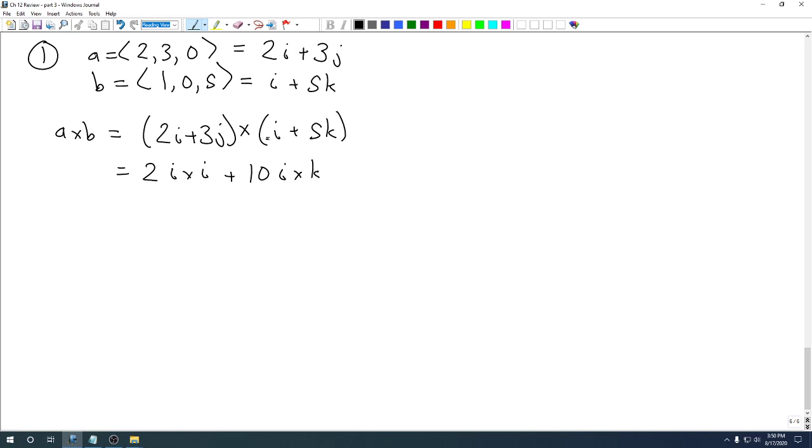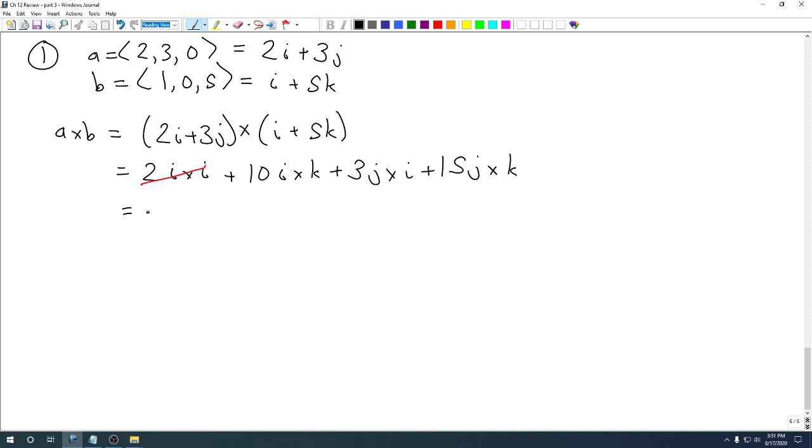Then we have the 3j and the i, so we can pull out the 3, and remember the j was before the i, so we have to keep them in the same order. And then finally we have the 3j and the 5k, the 3 and the 5 combine to be a 15, and then we have a j cross k. So that's the first step that we do. Now we simplify these. First things first, i cross i is 0, so that's gone. So we don't need that one.